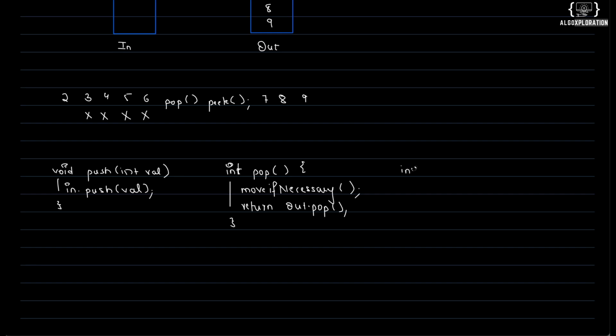So int peek. This function is also very similar. First we will call the move if necessary function. And after that we will return out dot peek.